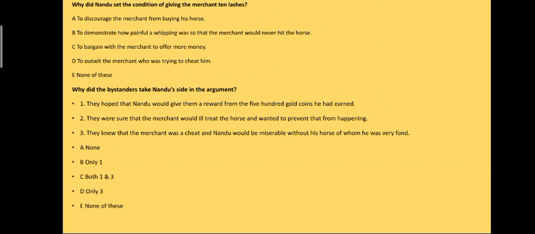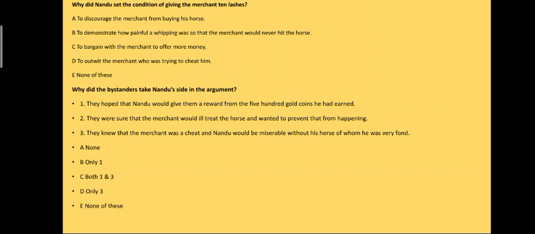The next question. Why did the bystanders take Nandu's side in the argument? So let us see whether all these things are there in the passage or not. They knew that the merchant was a cheat and that Nandu would be miserable without his horse of whom he was very fond. They were sure that the merchant would ill-treat the horse and wanted to prevent that from happening. They hoped that Nandu would give them a reward from the 5 gold coins he had earned. So, as per the passage, nothing of these is correct. So, our answer will be E, none of these.